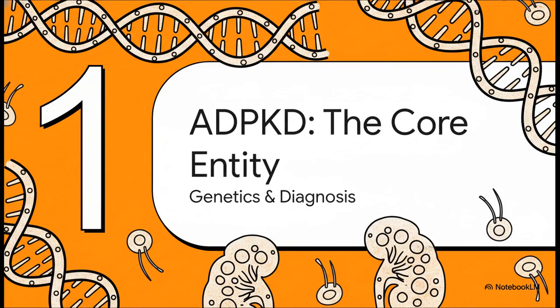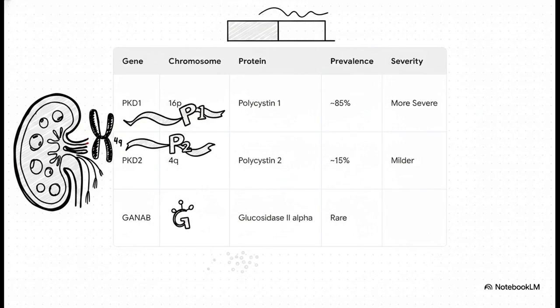Okay, with that framework established, let's turn our attention to the quintessential ciliopathy, the one you'll see most often, autosomal dominant polycystic kidney disease. Let's start at the beginning, with its genetics and how we make the diagnosis. This table breaks down the genetics beautifully. You can see right away that the lion's share of cases, about 85%, are due to a mutation in the PKD1 gene on chromosome 16. This gene codes for a protein called polycystin-1. And this is clinically huge because PKD1 mutations are associated with a more severe, more rapidly progressive disease. The other 15% or so are typically caused by mutations in the PKD2 gene on chromosome 4, which codes for polycystin-2 and usually results in a milder disease course.